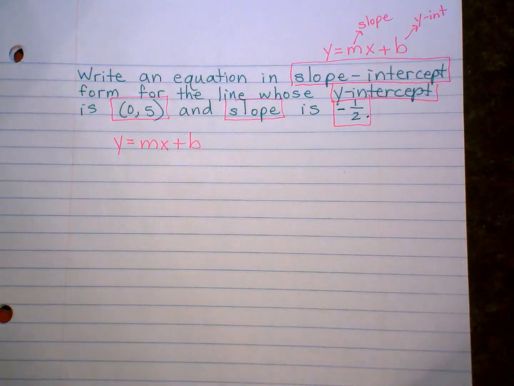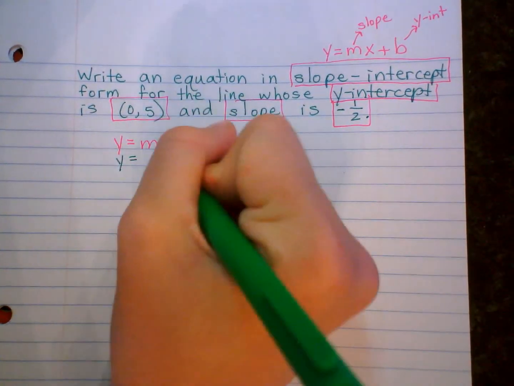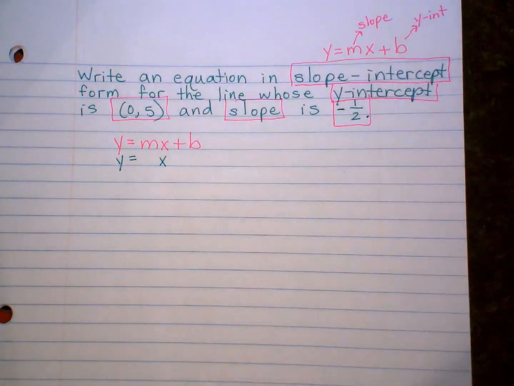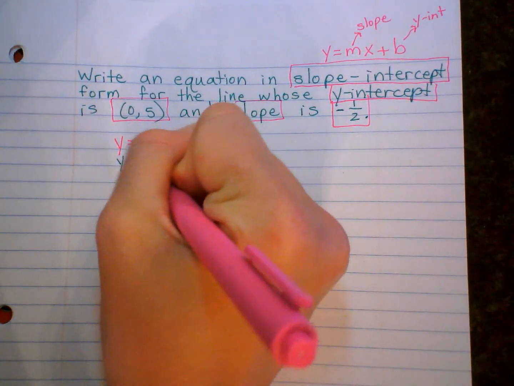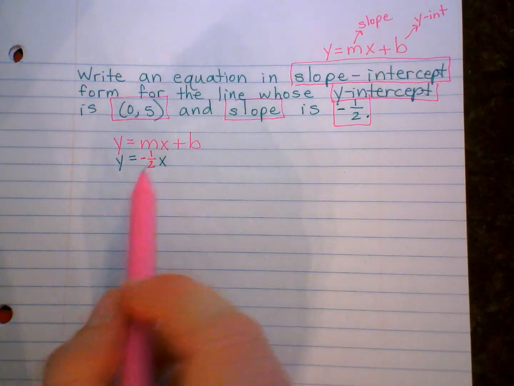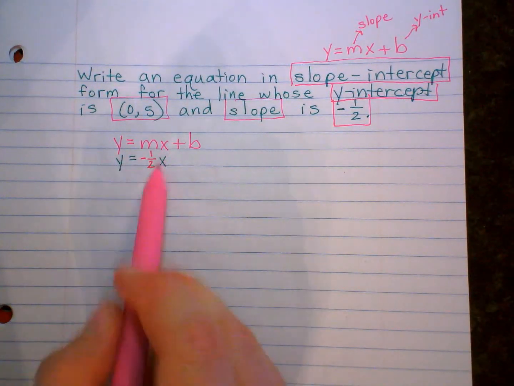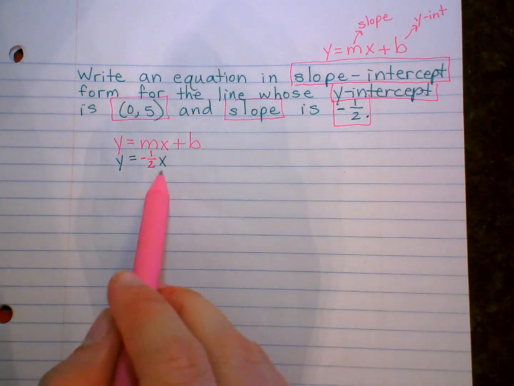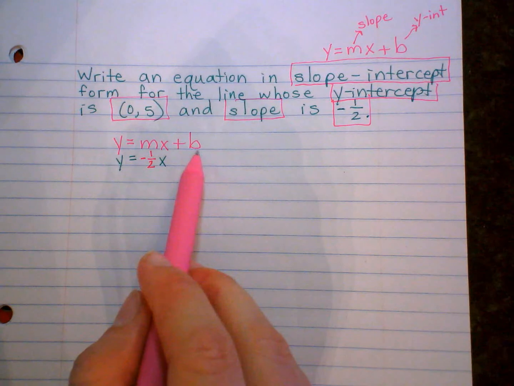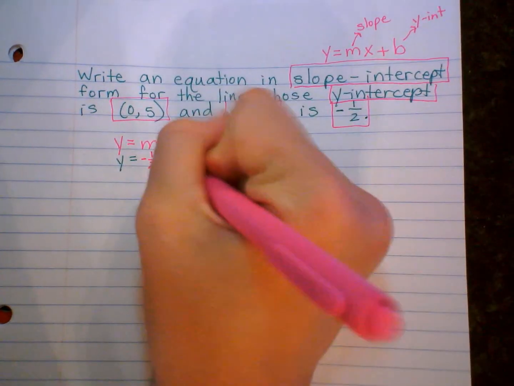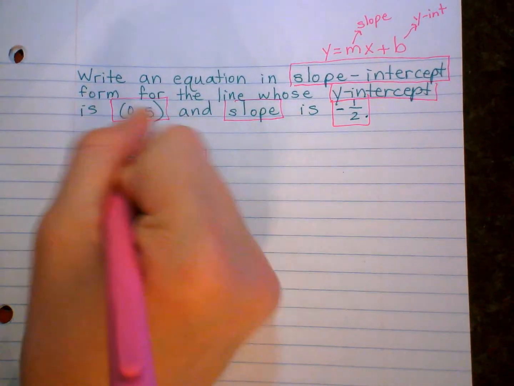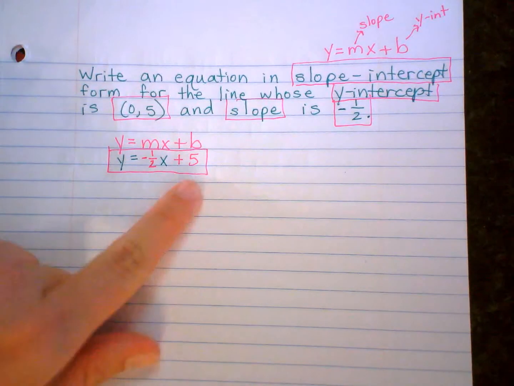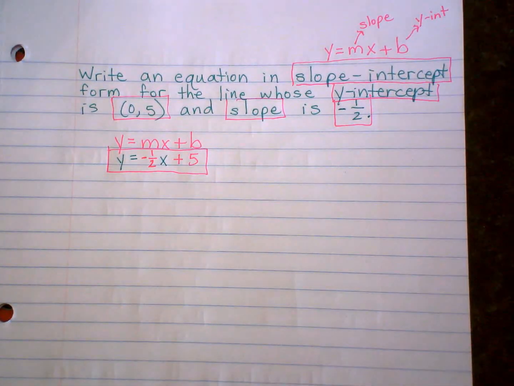Okay. So we leave the y equals x part. Our m is our slope. They told us our slope is negative 1/2, so we're going to fill that in right here. Plus b, so y equals negative 1/2 x plus b, so plus what our y-intercept is. Y-intercept is 5, so plus 5. Okay, so that is the equation. Because from looking at this, we know the y-intercept is 5, the slope is negative 1/2.